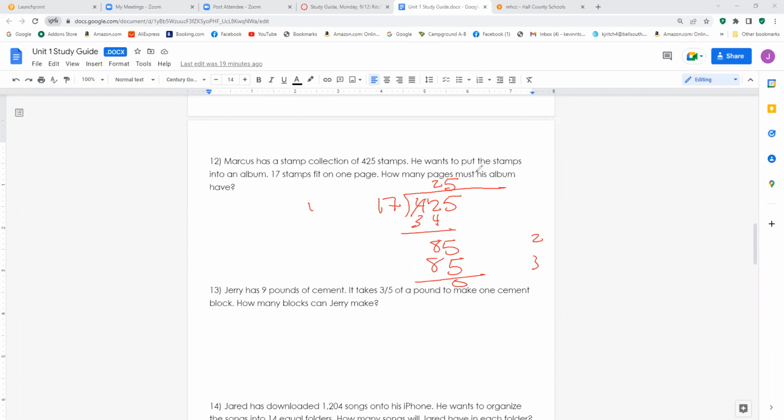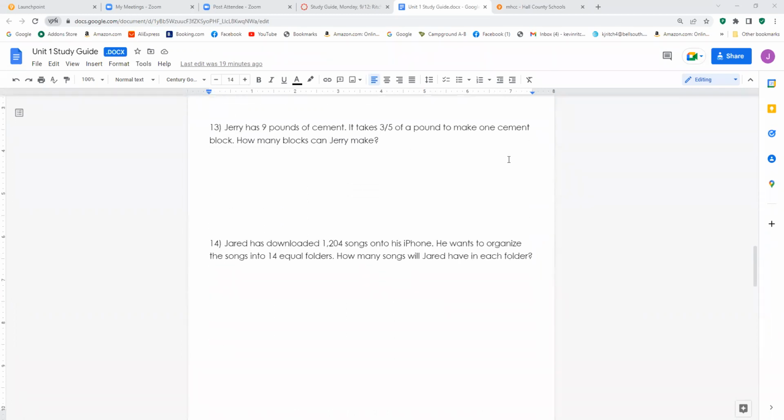So how many pages must his album have? 25 pages. And that's the answer. 25 pages, and all of the stamps will fit. All right, guys. I hope you're doing well. Hope you're getting all these answers correct.